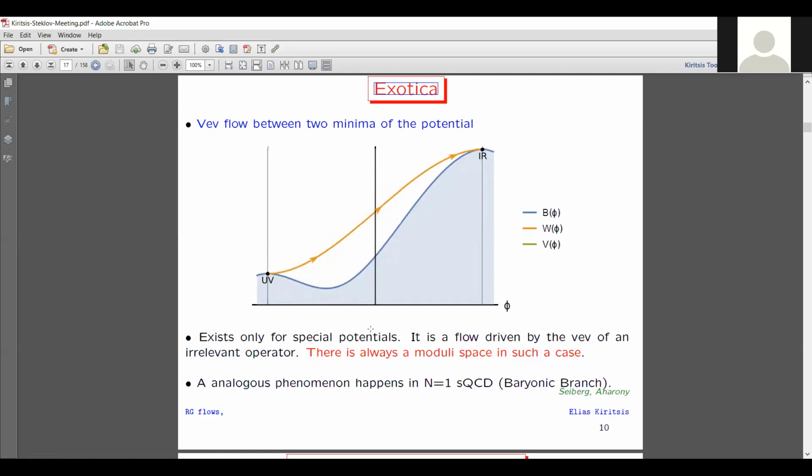Now, this doesn't happen generically. In fact, for this to happen, you have to have a very special potential. But the same phenomenon, of course, is something we know happens in quantum field theory. For example, probably the best known example is N=1 super QCD in the regime of flavor where it has a baryonic branch. And there we know that it has a baryonic moduli space. The baryonic operators are irrelevant operators. Their moduli, you can turn on vacuum expectation values in them. And in fact, these flows were studied later by Aharony.